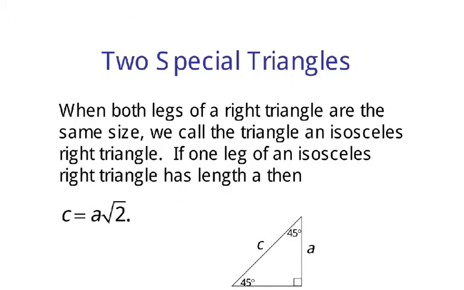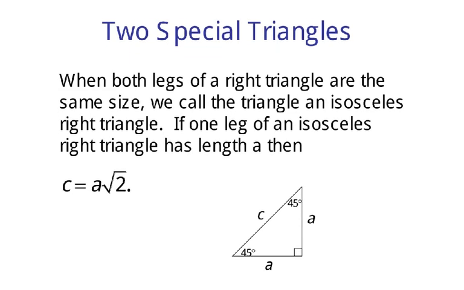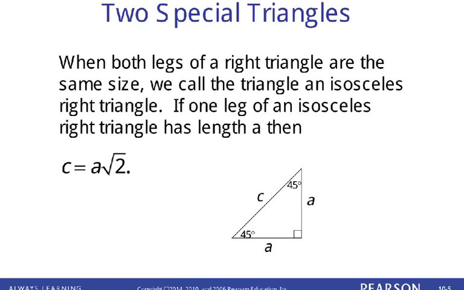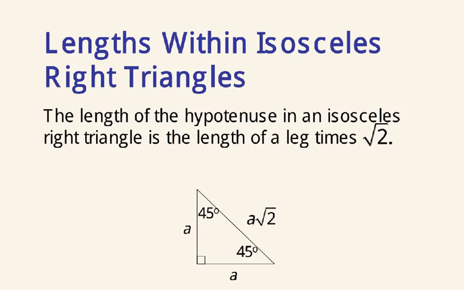Okay, we're going to learn about two kinds of special triangles, and the first kind, I call it a 45-45-90 triangle, but it's an isosceles right triangle. And the hypotenuse is a times the square root of 2. So if we look at the next, a better representation of this, A and A are the sides of the triangle, and A times the square root of 2 is the hypotenuse.